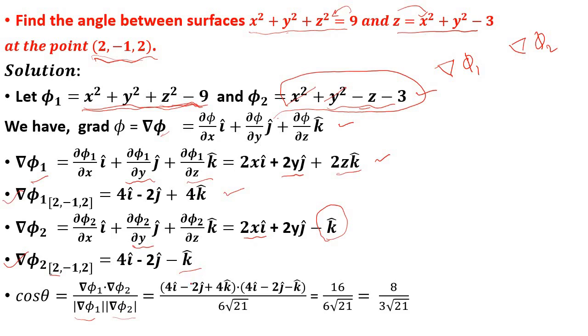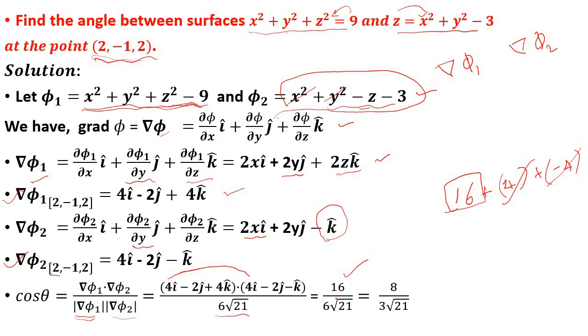We know the dot product already. Coefficients of phi, that is 4 into 4 is 16, plus minus 2 into minus 2 is plus 4, plus 4 into minus 1 is minus 4. So plus 4 minus 4 gets cancelled, the remaining is 16 in the numerator. And find out the magnitude for these two and simplify, you will get 6 root 21.